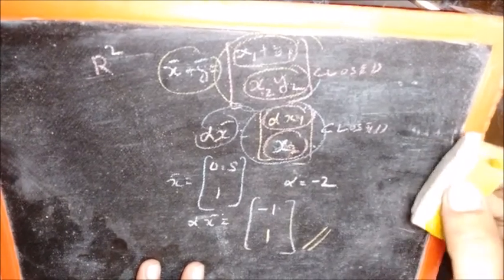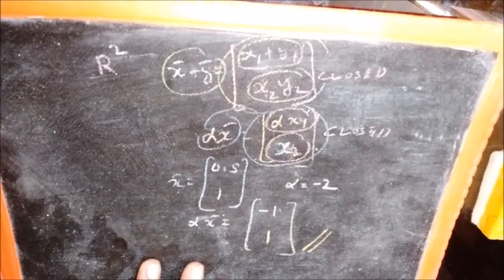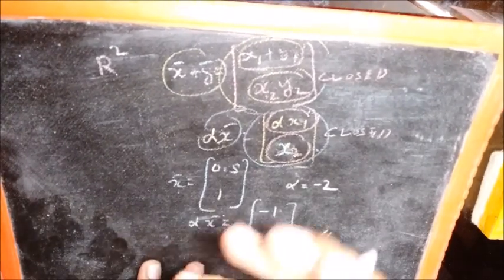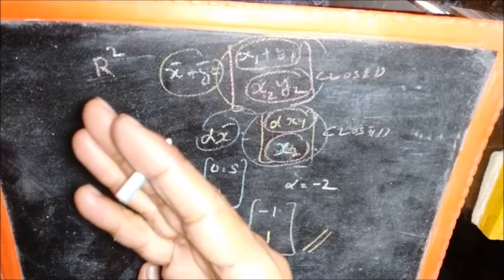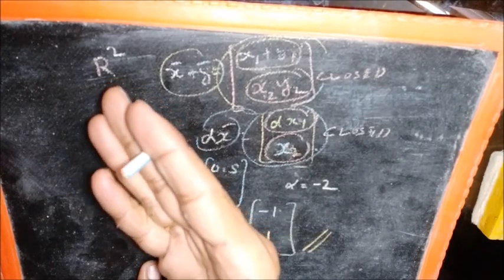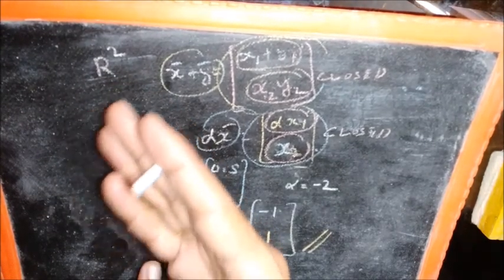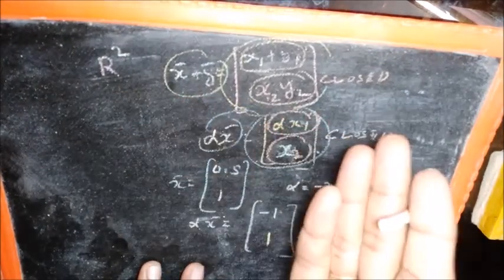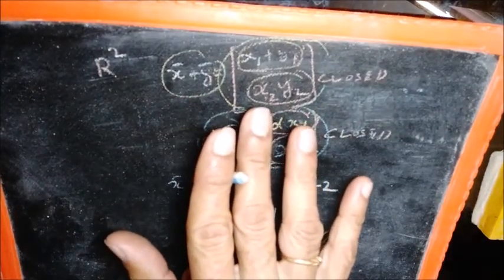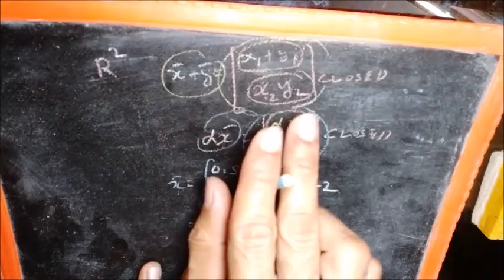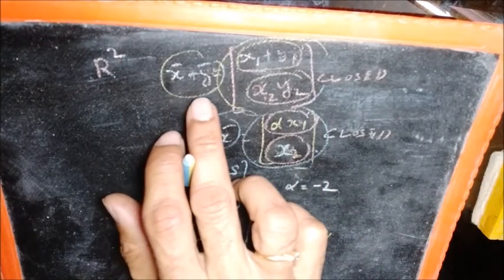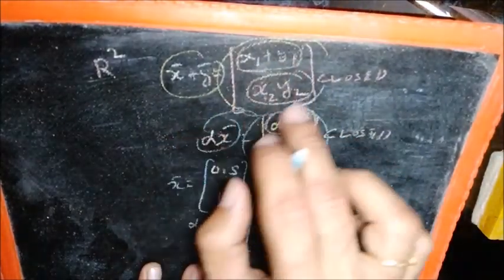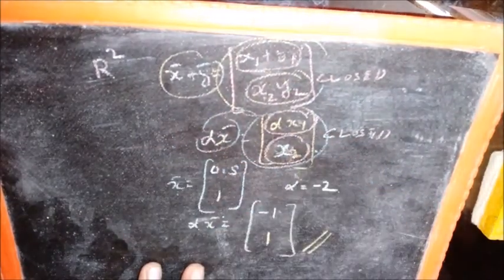Now we have to see whether the other 8 properties are satisfied. If those other 8 properties are also satisfied, the set of real vectors in R2, that is the two-dimensional space, will comprise a vector space when we define x plus y like this, that is vector addition like this, and scalar multiplication like this.